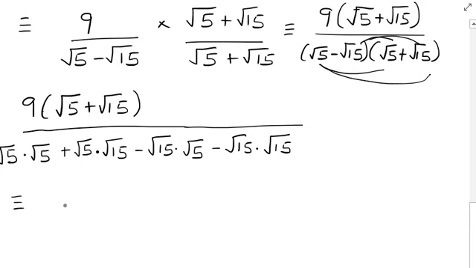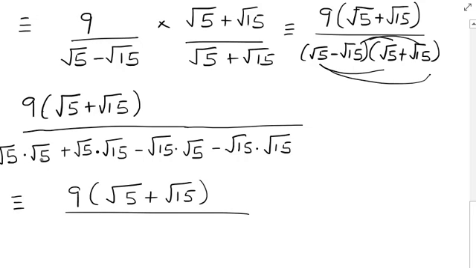So we simplify further. Still write the numerator as it is. There's nothing much you can do about the numerator. So the denominator will start to expand. Root 5 times root 5, that's root 25. Then root 5 times root 15, that will be plus root 75. Minus root 15 times root 5, that will be minus root 75. Minus root 15 times root 15, that will be minus root 225.